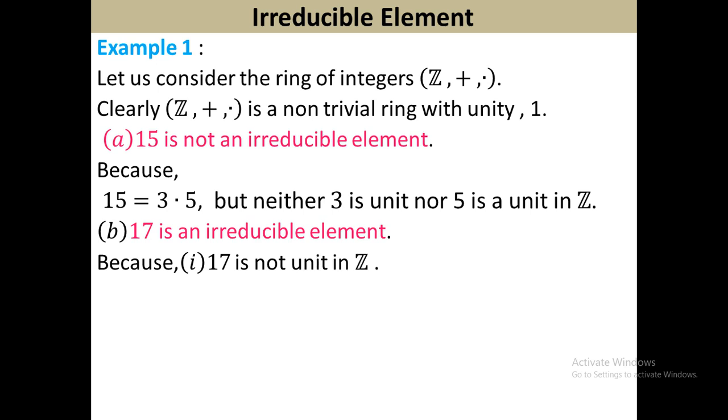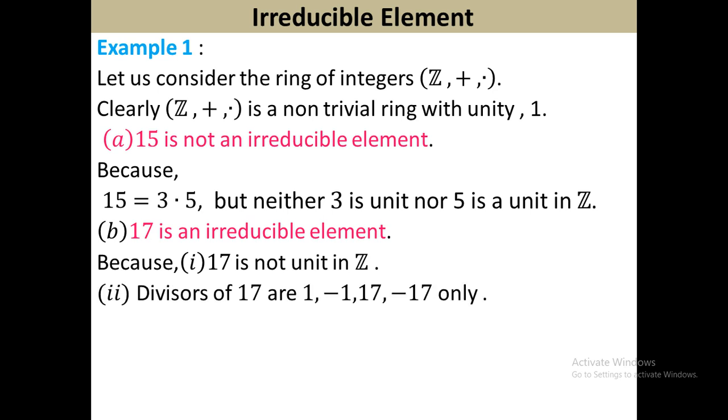Okay, same conclusion: the multiplicative inverse of 17 is not in Z, because to get 1 you have to multiply 17 by 1/17, but 1/17 is not in Z. Therefore 17 is not a unit in Z. Now we know that an irreducible element 17 has no proper divisors. The divisors of 17 are plus minus 1 and plus minus 17 only.